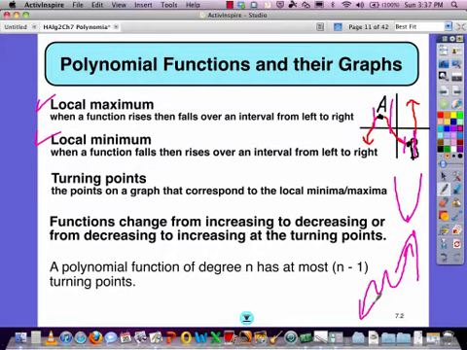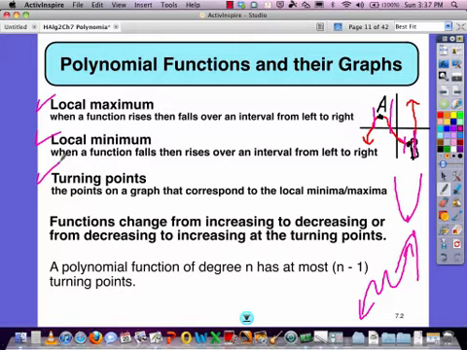Now, those points of local mins and local max are referred to as turning points, points on the graph that correspond to those minimum and maximum points. There could be more than one minimum point, as I drew on this one, and there could be more than one maximum. It just doesn't curve once or twice. You're going to see some very strange new graphs that you have not seen before.